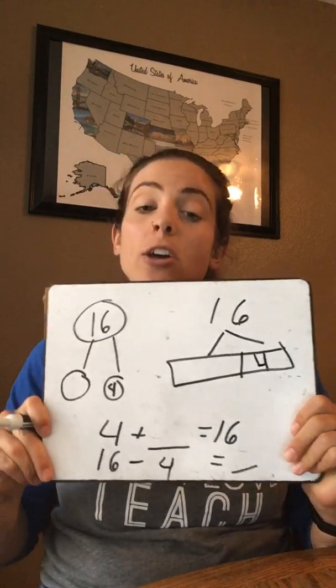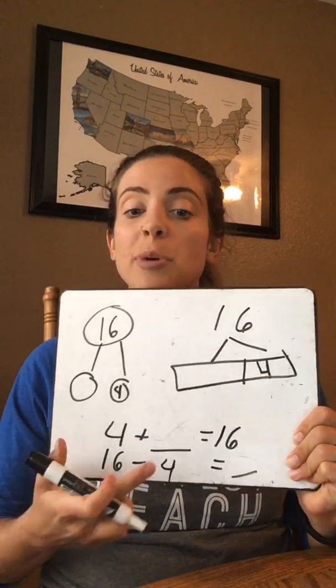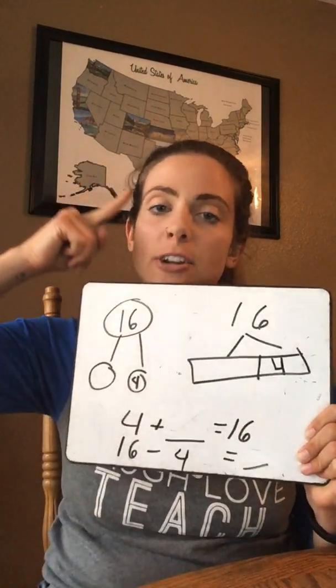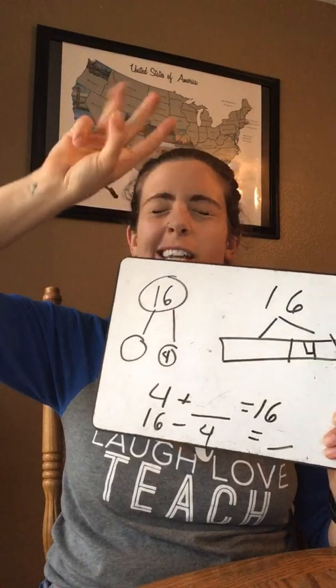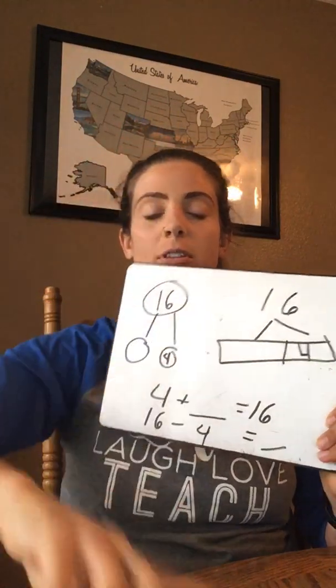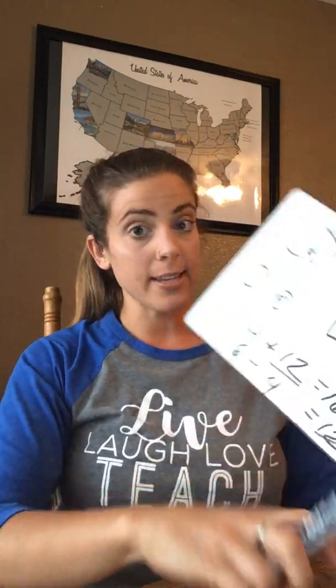Okay. Now we could solve this by figuring out the adding sentence or the subtracting. In this case, I would probably do subtracting. So let's do that together. Put 16 in your head. We're going to take away 4. 16, 15, 14, 13, 12. 12. Interesting.